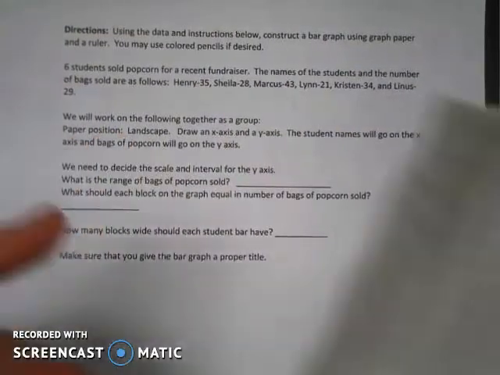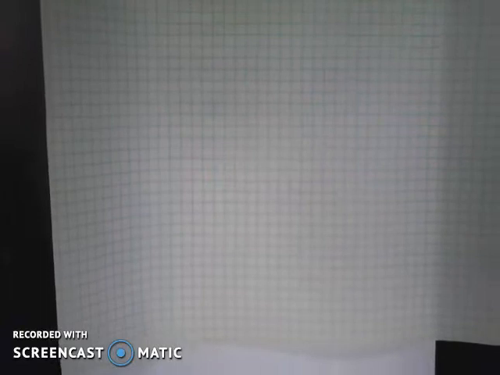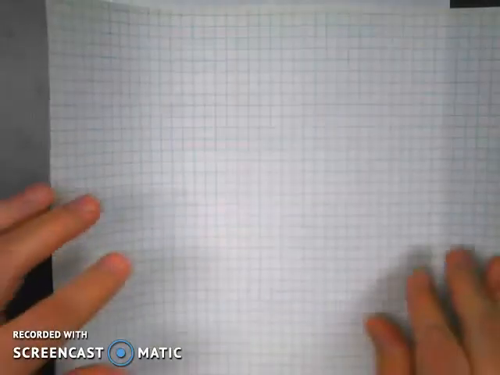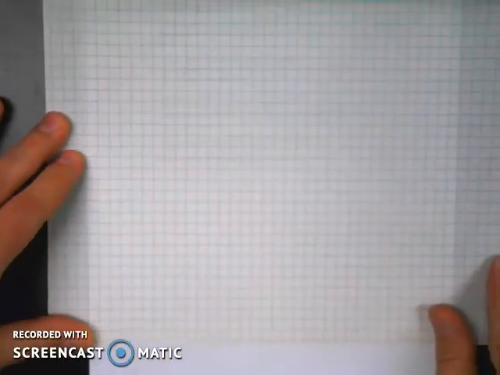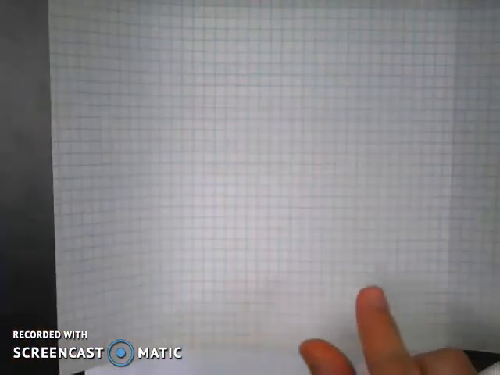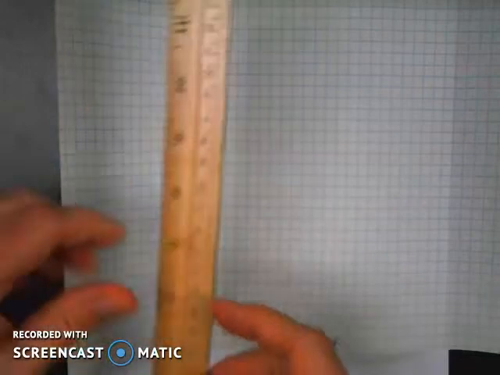So paper position, landscape. So we want this in a landscape position. I'm going to reposition the camera so it's a little bit higher so you can see that we are in a landscape position here. And we're going to draw our axes. And we're going to use a ruler or some kind of straight edge.